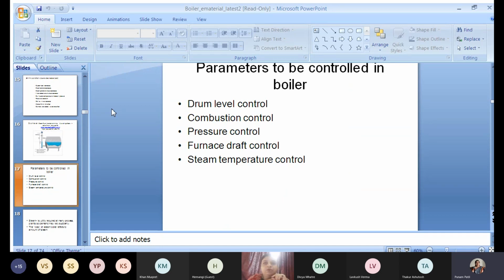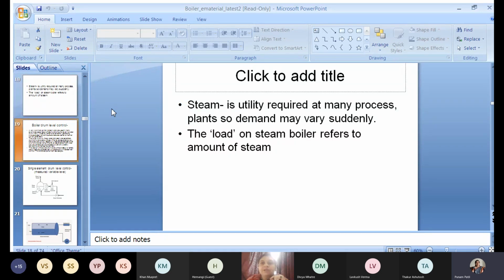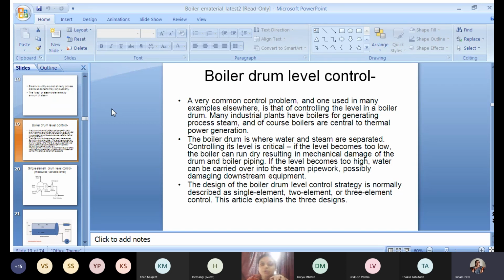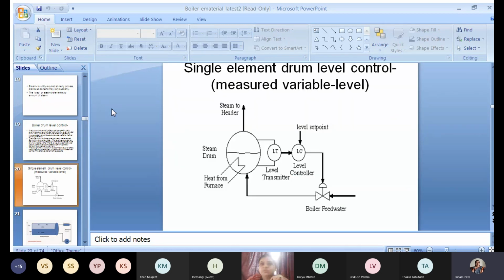Then in the control scheme, we started with the parameters which are controlled in the boiler unit. So these parameters are basically drum level, combustion, pressure, steam temperature, and furnace draft control. Yesterday we studied drum level control. So boiler drum level control has three different schemes by which you can control the boiler drum level. So single element, two element, and three element are used accordingly.